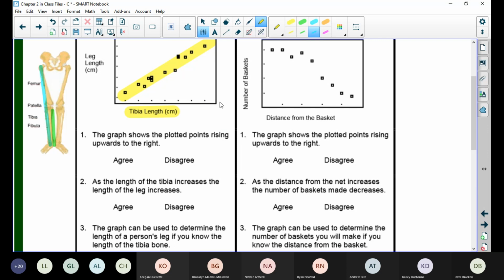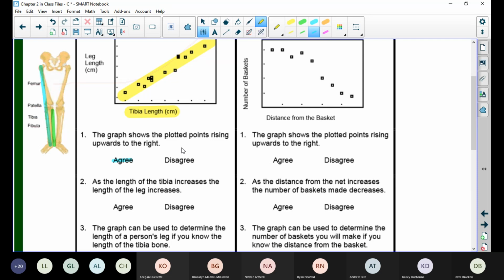And the very first question says, the graph shows the plotted points rising upwards to the right. Well, I would agree. If I move to the right, like you read from left to right, yes, these points go up to the right. So for this one here, I would say agree. As the length of the tibia increases, the length of the leg increases.